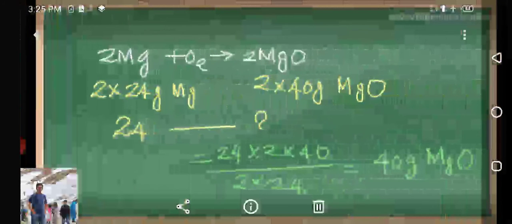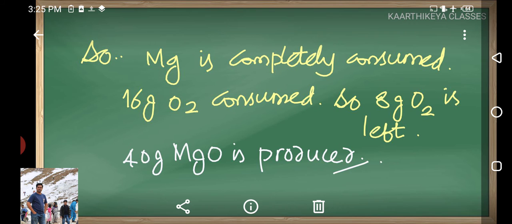2Mg + O2 gives 2MgO. This means 2 into 24 grams of magnesium gives 2 into 40 grams of magnesium oxide. So 24 grams gives how much? A simple calculation gives 40 grams of magnesium oxide. So finally, what can you conclude? Here 24 grams of magnesium is completely consumed. Out of 24 grams, 16 grams of oxygen is consumed, so 8 grams of oxygen is left. And finally, 40 grams of magnesium oxide is produced.